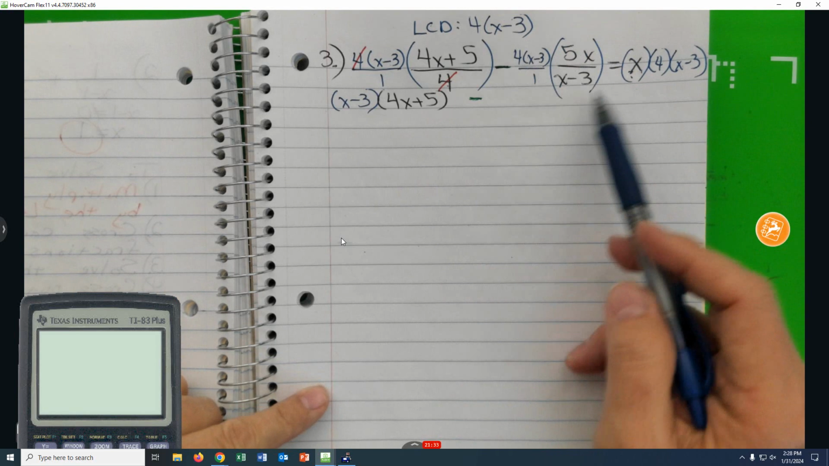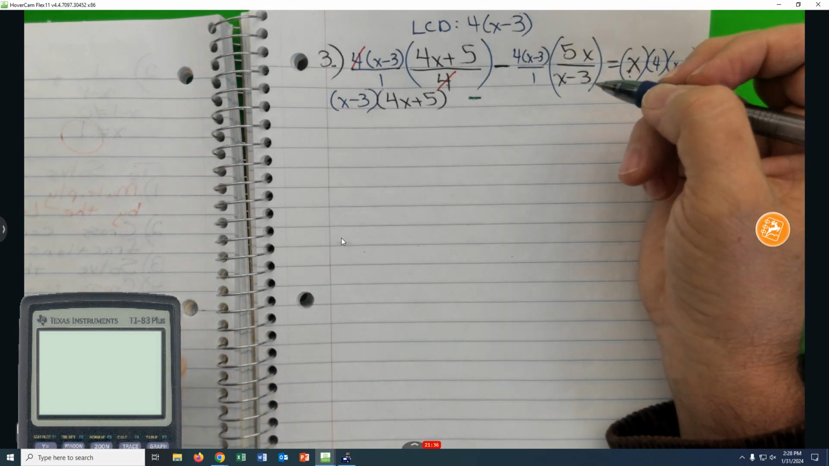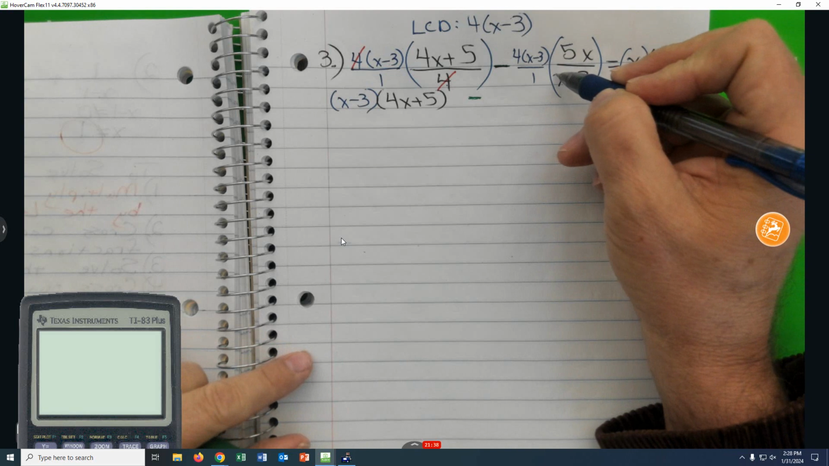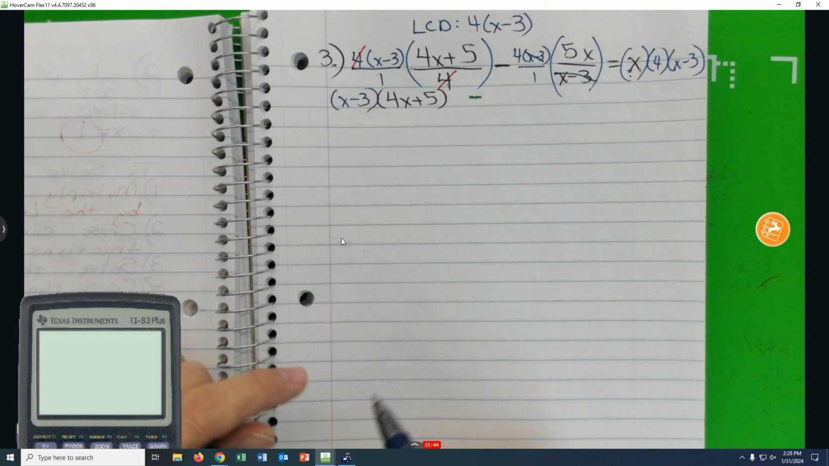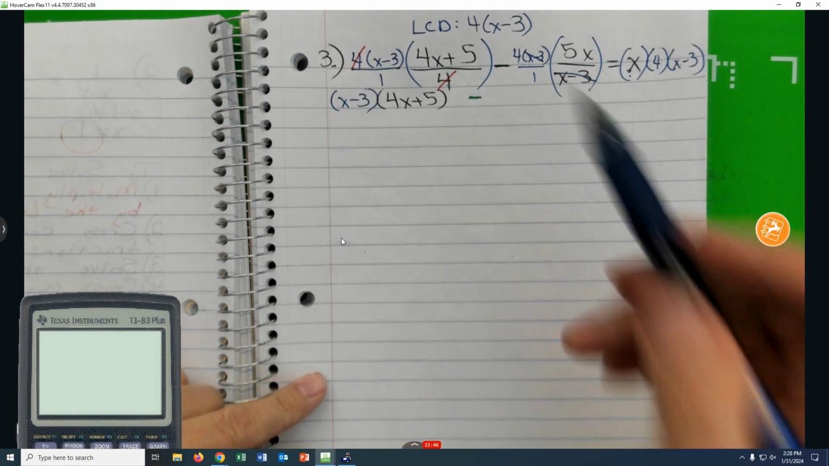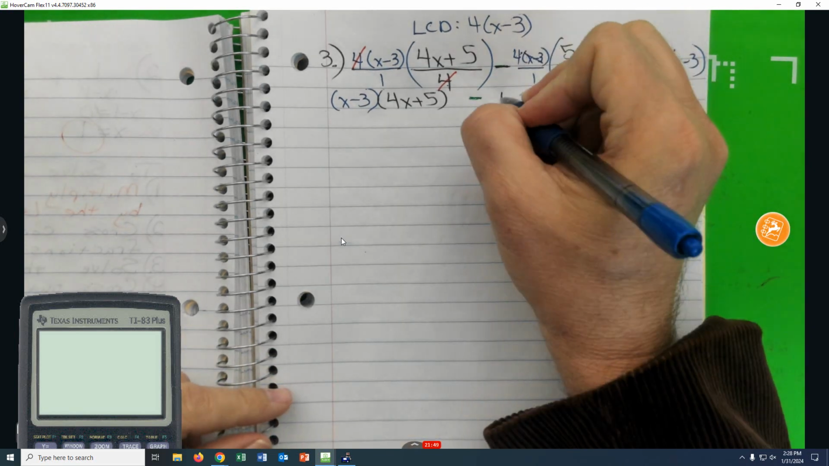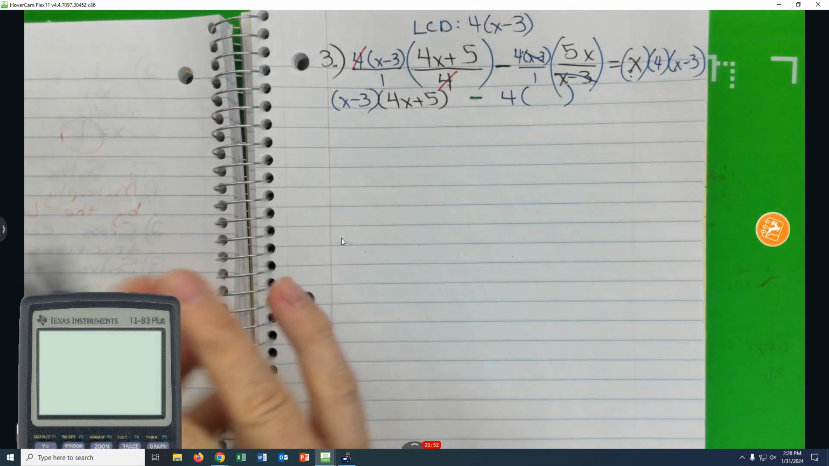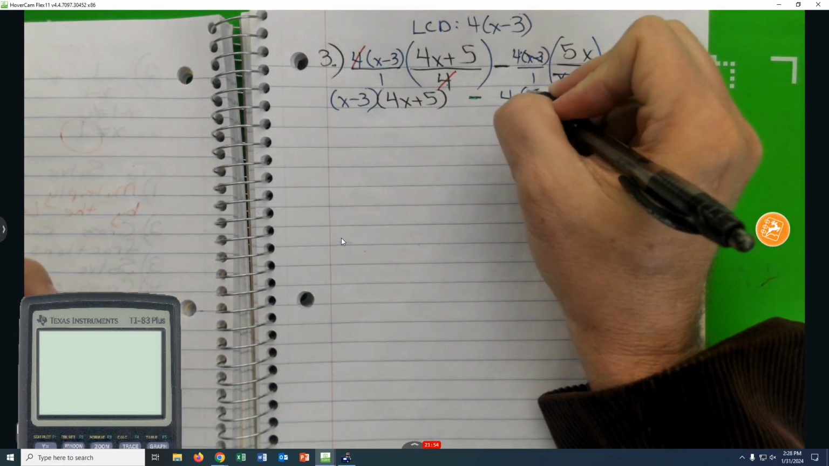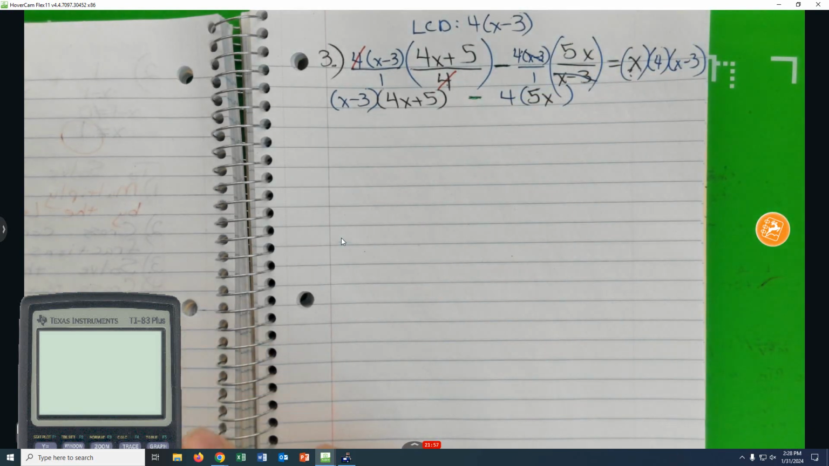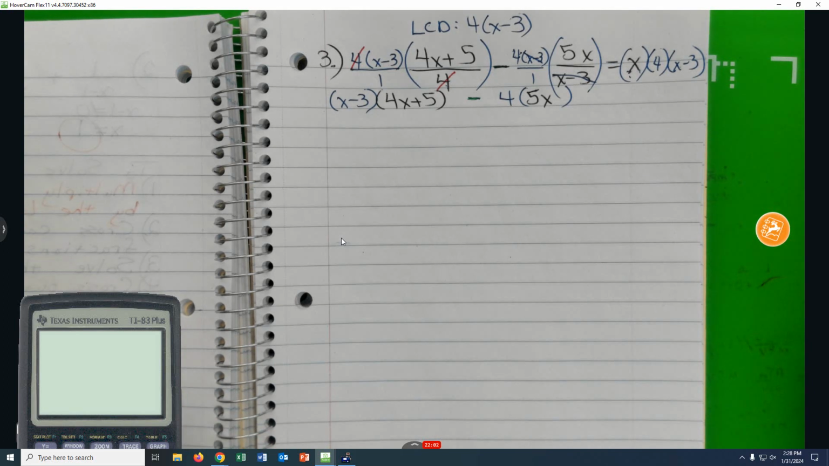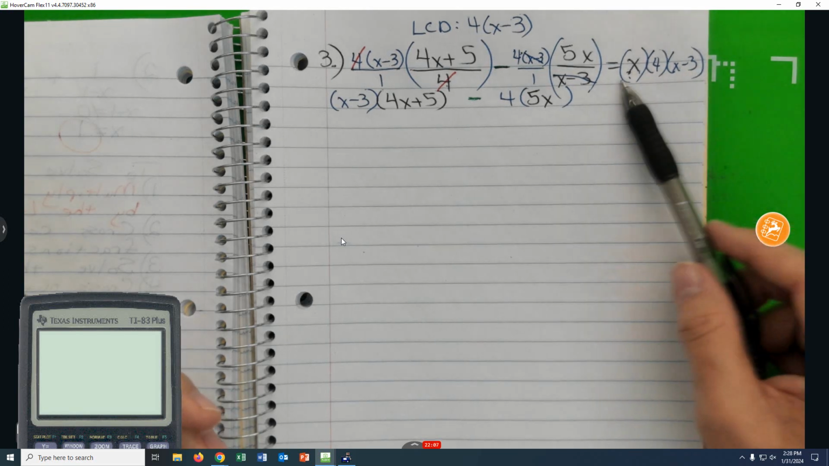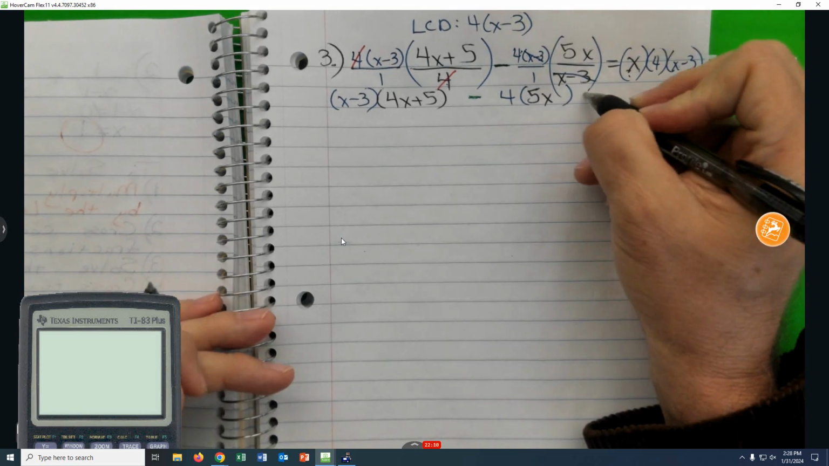Now the second product. We have to cancel out everything from the denominator except the 1. Or we can cancel that x minus 3 in the denominator with the x minus 3 on top. So we just have a 4 times a 5x. Now the third product, what's going to cancel? Nothing, because there's no fraction, so nothing's going to cancel.